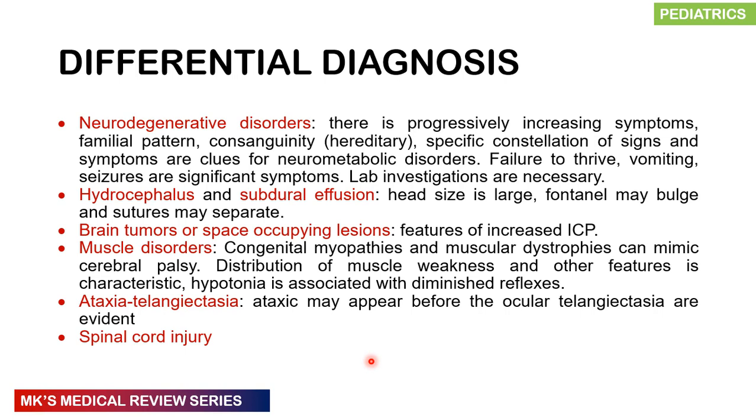Remember, these are going to have a progressive increase in symptoms. They tend to be familial, so they'll have a familial pattern. They tend to be hereditary, so there will be some consanguinity. Then of course there may be some specific constellation of signs and symptoms that can give you a clue towards the neurometabolic disorders. So they may have failure to thrive, vomiting, seizures, which are rather significant symptoms. And then of course further lab investigations may be needed.